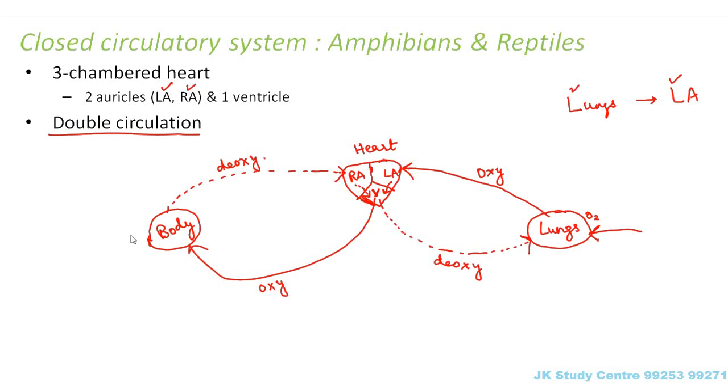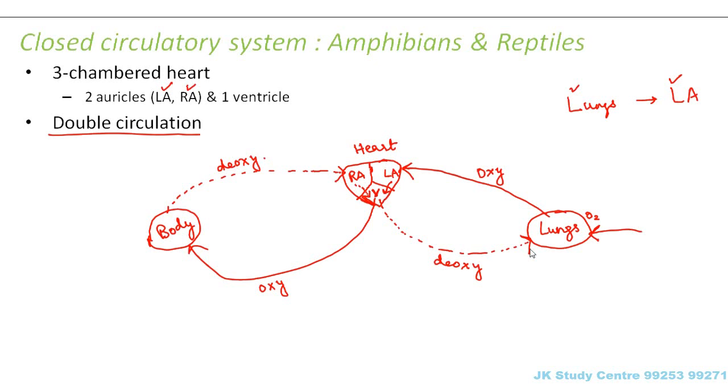In body parts, cellular respiration will happen, carbon dioxide will be produced as a byproduct. So this carbon dioxide will get mixed with the blood and the blood will become deoxygenated. So the deoxygenated blood will go to the right auricle, it will send it to the ventricle, and the ventricle will send it back to the lungs.